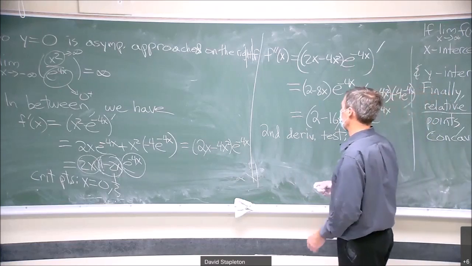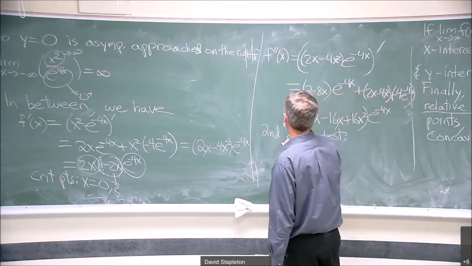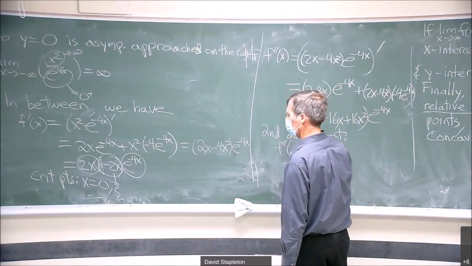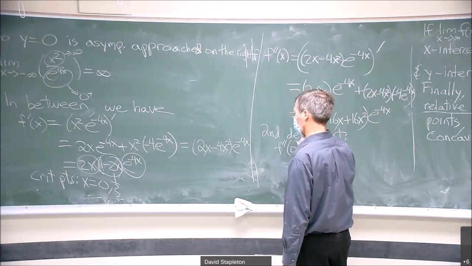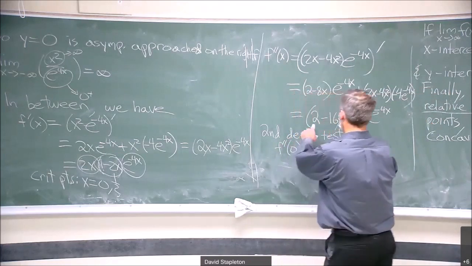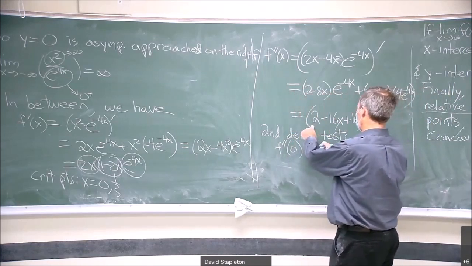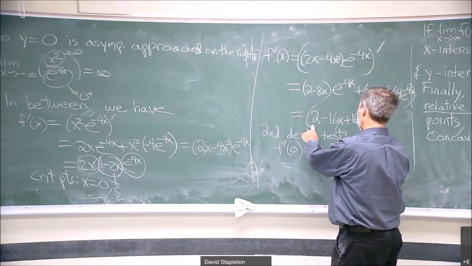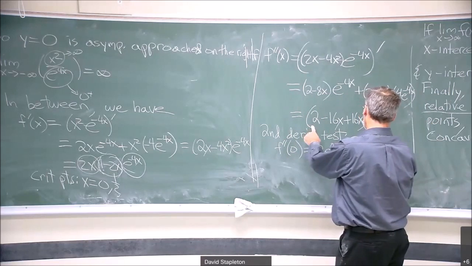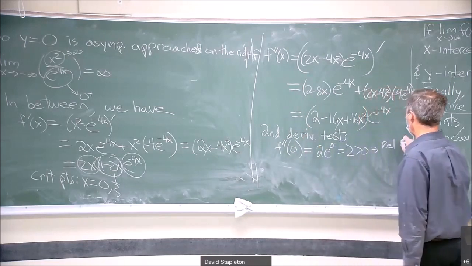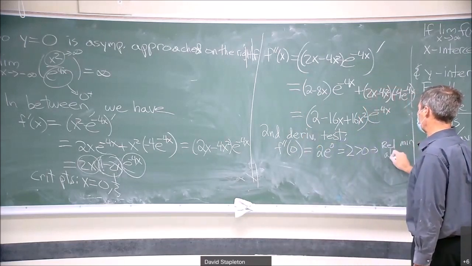So apply the second derivative test at the first point and take f double prime of 0, the first critical point, and we get 2 times e to the 0. 2 is positive, tells you have a relative min at x equals 0.